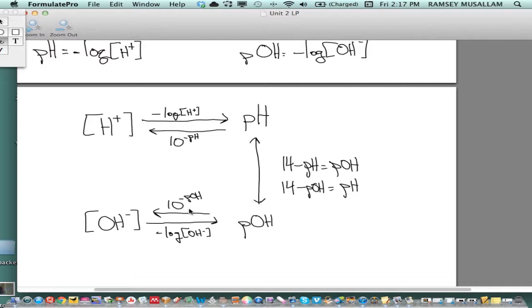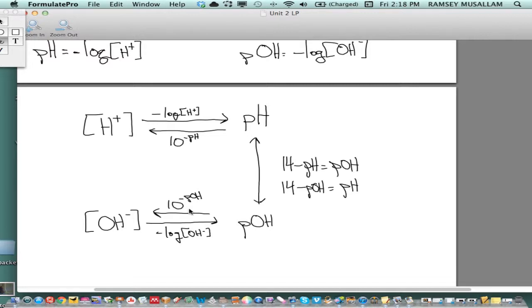Okay, pOH is 5. What's the pH? 9. What's the H plus? 10 to the minus 9. Okay, H plus is 10 to the minus 1. pH would be 1. What would the pOH be? 13. And what would the OH be? 10 to the negative 13. This is 10 to the negative 6. This is 6. What would this be? 8. And what would this be? 10 to the negative 8.